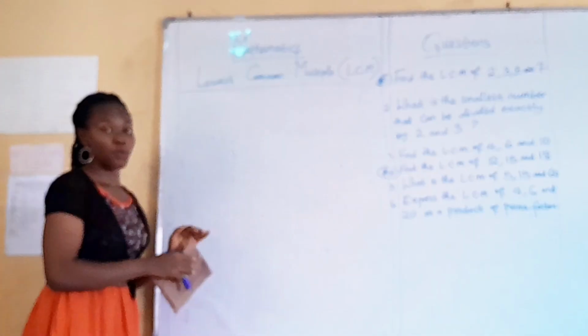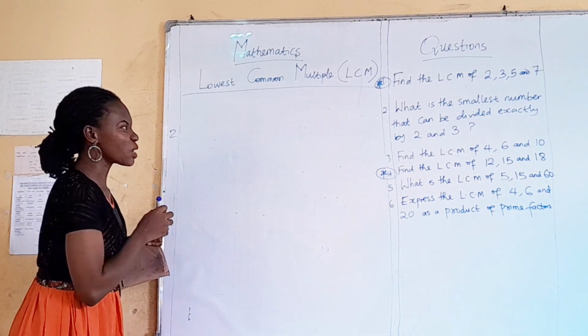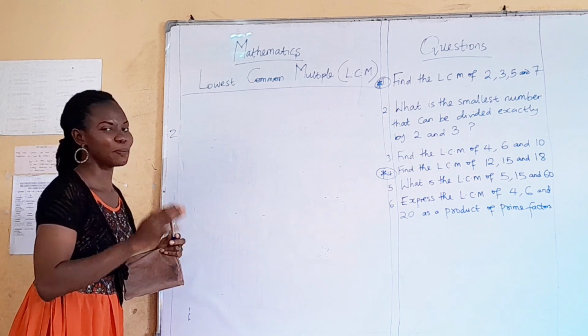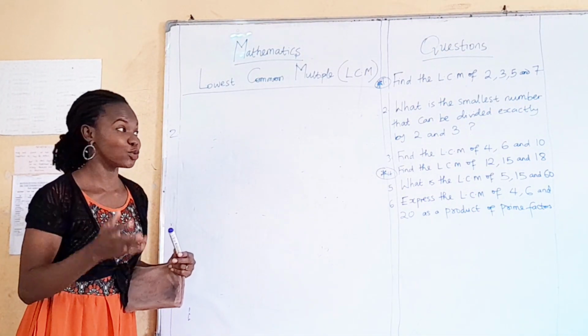Like I said, I'm leaving 1 and 4 for you, so I start with 2. Number 2, what is the smallest number that can be divided exactly by 2 and 3? In other words, what's the lowest common multiple of 2 and 3?